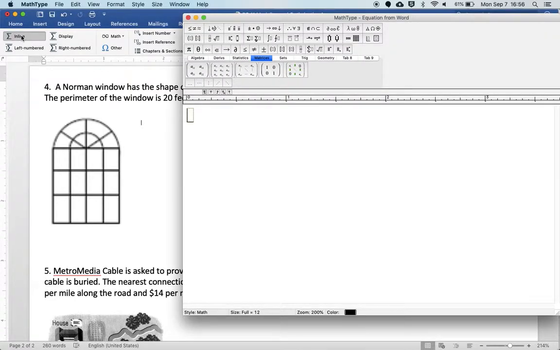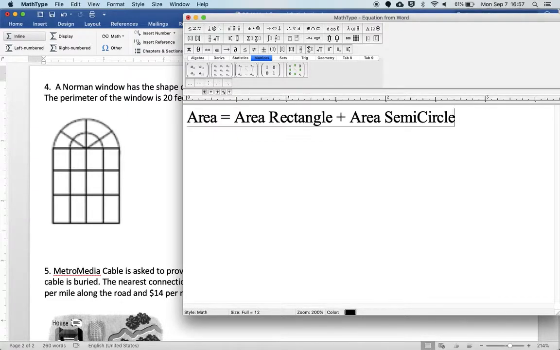I'm going to start off with what I call a verbal model. Think about what makes sense. We want area. Well, that's the area of the rectangle plus the area of the semicircle. So we've got what I'm calling a verbal model, just words. Now I'm going to put this into math speak.